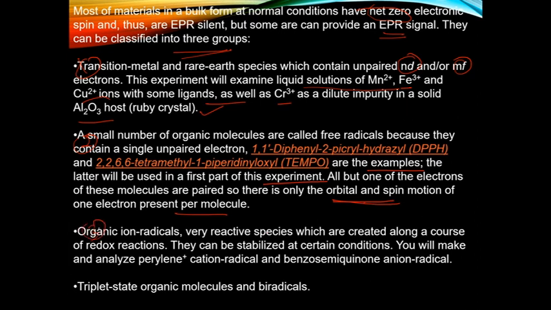Then the third group is the organic ion radicals, very reactive species which are created in the course of redox reactions. They can be stabilized under certain conditions, usually low temperature. As an example at the end, you will make the Berlin cation radical and the benzoic ion radical.